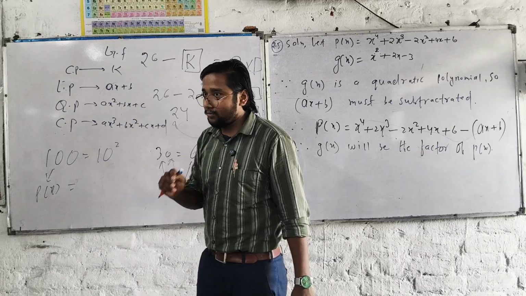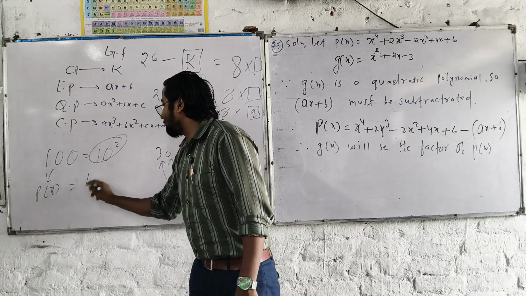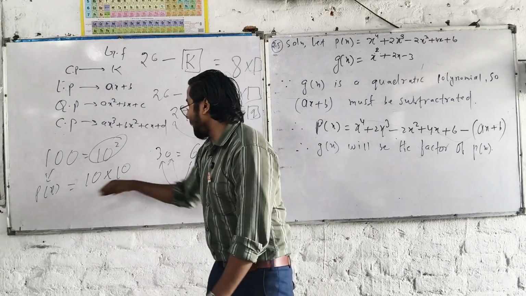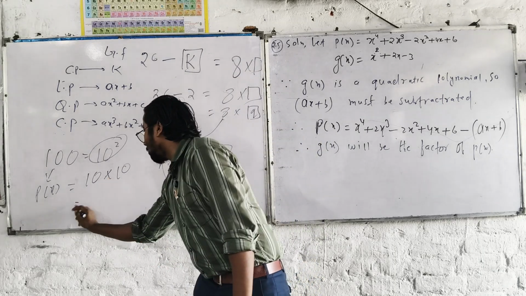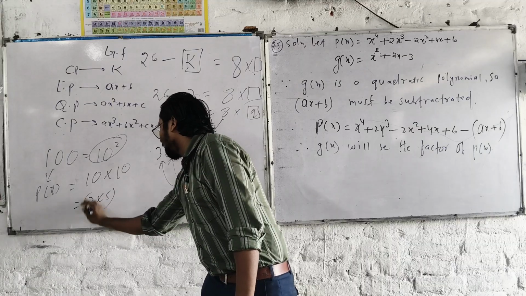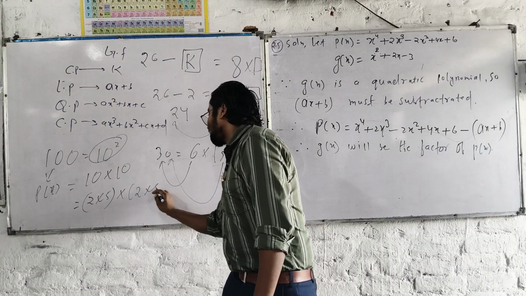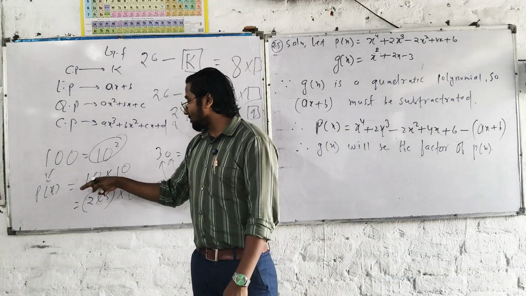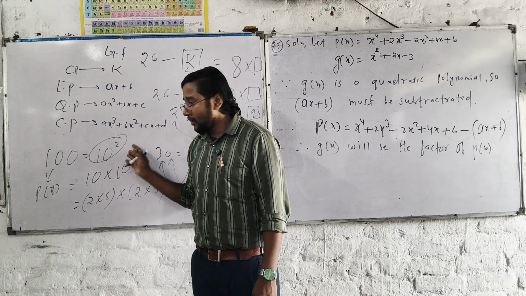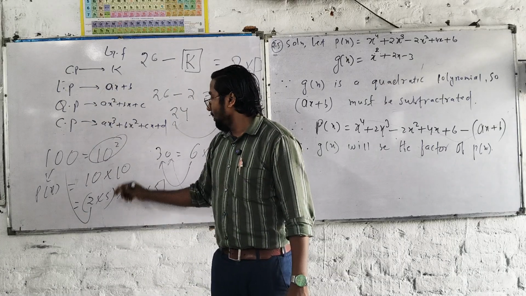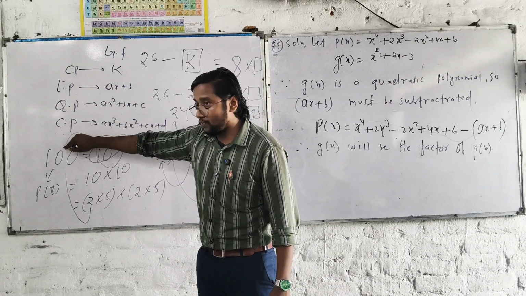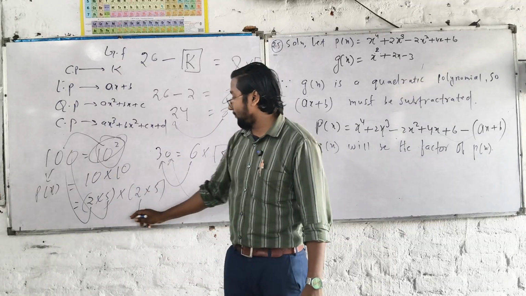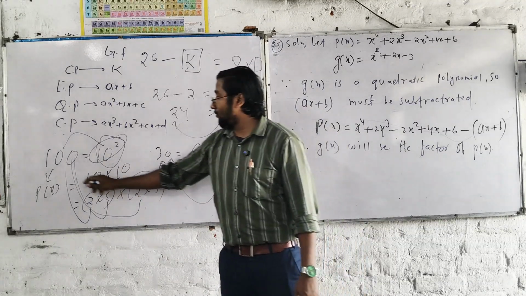I'll say, okay, wait for a moment. The 10 square can be broken down into 10 into 10. After that, 10 also can be broken down more, into 2 into 5 and 2 into 5. I can say more and more, right? So I can say that 2 is the factor of 100, because 10 square is the factor of 100, as well as 5 is the factor of 100.